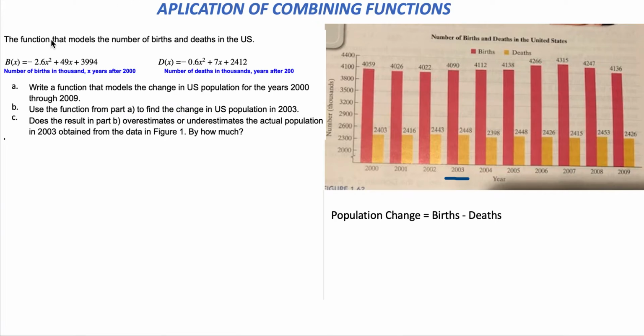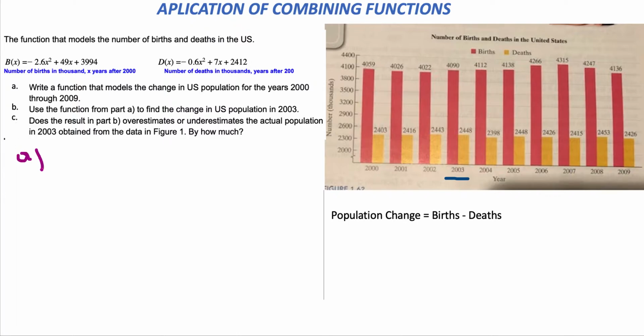Functions. The function that models the number of births and deaths in the US. So this is the function that describes the births, and the other one signifies the deaths. It says write a function that models the change in US population for the year 2000 through 2009. This is the number of births, in thousands, and x is years after 2000. So now let's go to part A, and let's do this.